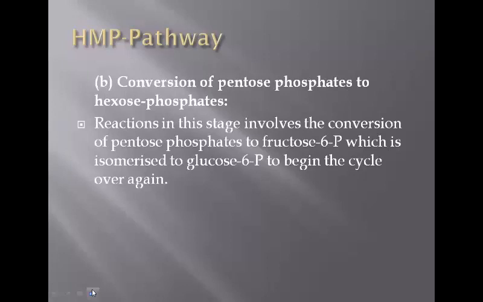The second step of the non-oxidative phase of the HMP pathway involves the conversion of pentose phosphates to fructose 6-phosphate, which is then isomerized to form glucose 6-phosphate. So regeneration of glucose 6-phosphate in the pathway occurs, and the cycle is continued.